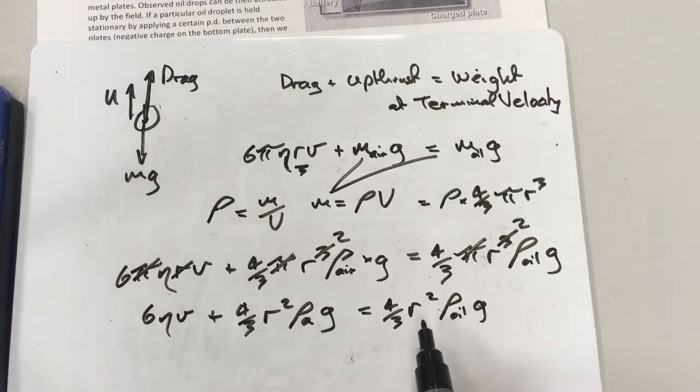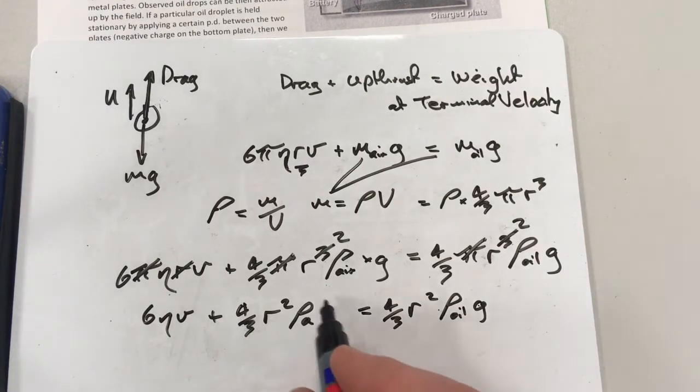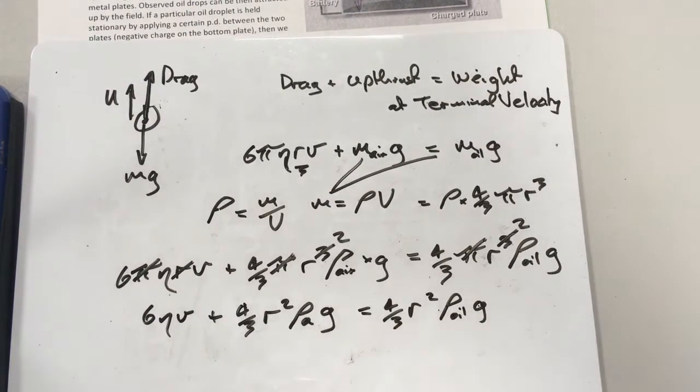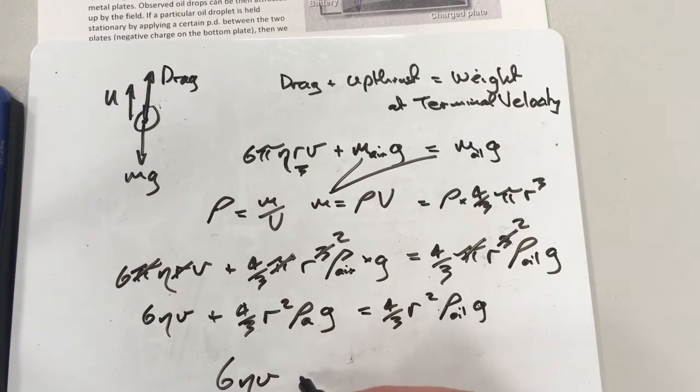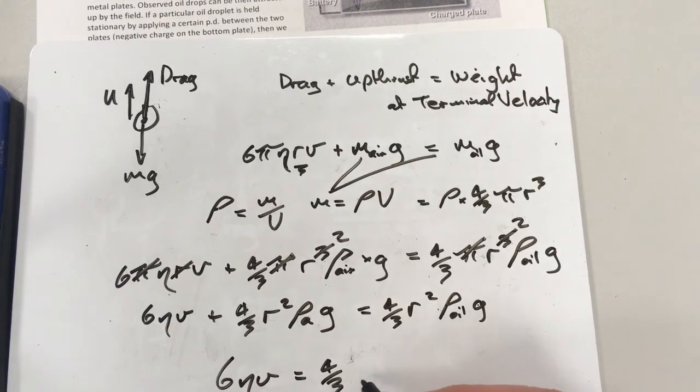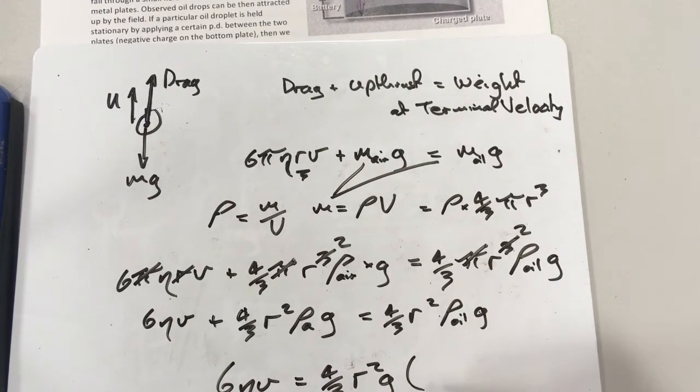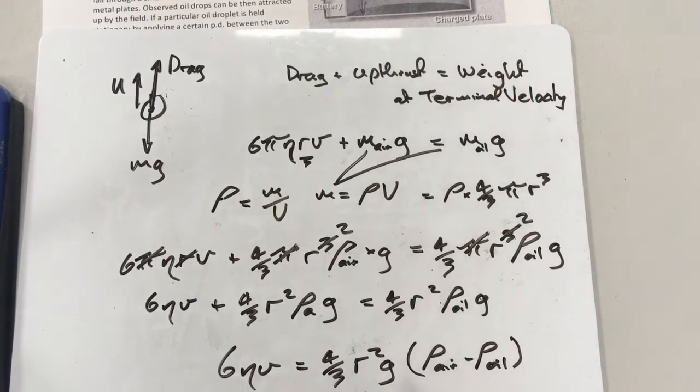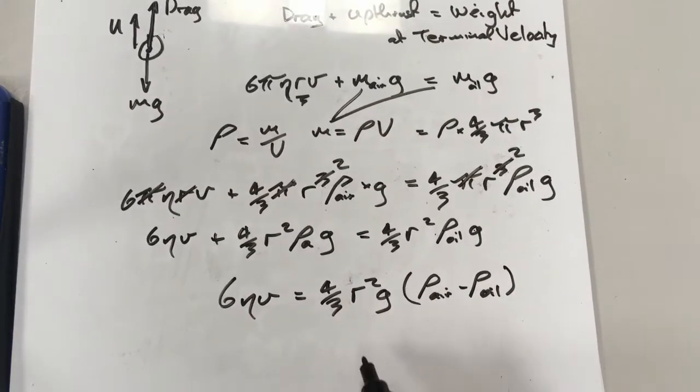Because they're the same, I'm going to simplify that. We will need to get rid of our r, so I'm going to take it out a little bit. We can take our 4/3 out as well, because that's the same. We could take a g out. So effectively, if I subtract all of that from this, or move this across, we've got 6 nu v equals 4/3 r squared g multiplied by air minus oil. And what I can do from that is get my radius from it, so I can use it for the mass and so on by rearranging this around.